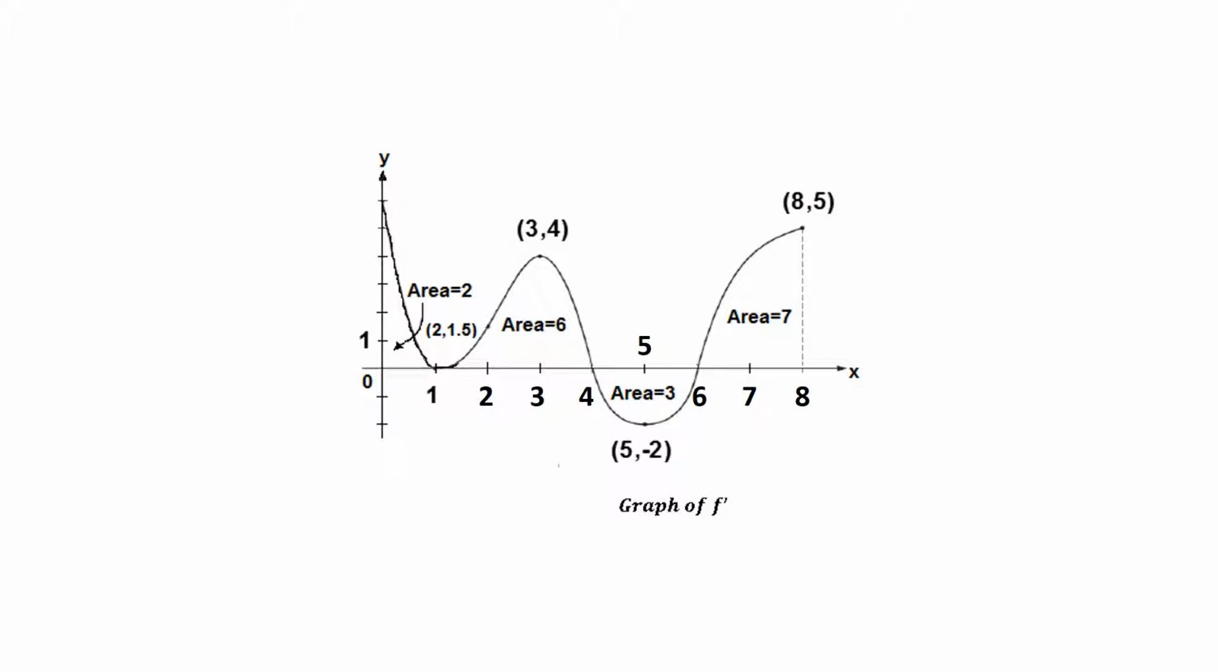At x equals 4, f prime changes sign from positive to negative. At x equals 6, f prime changes sign from negative to positive, which represents that f has a local minimum. Therefore, at x equals 6, f has a local minimum.